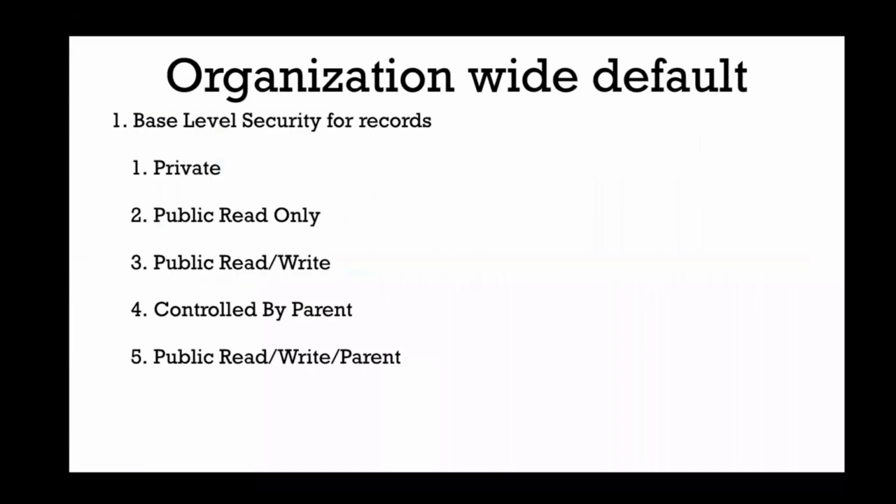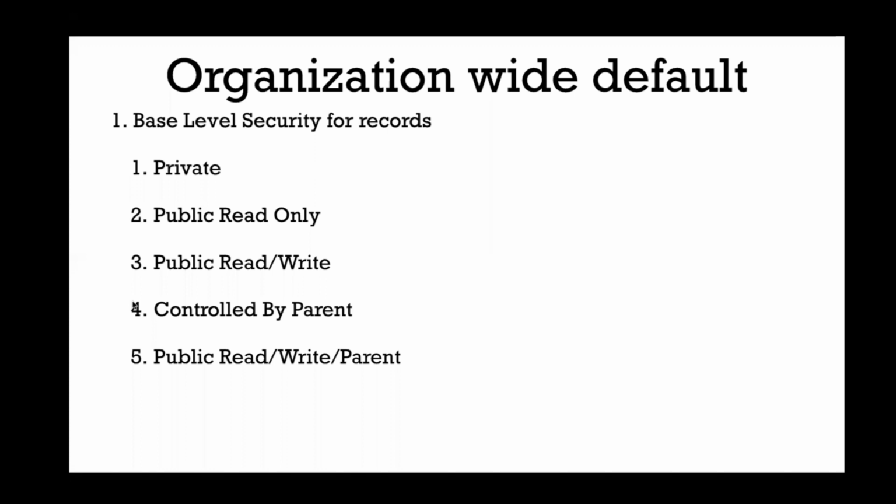Now, what is OWD? This is the base level access or base level security for a record of any object that is available in your Salesforce environment. Record level access is controlled first by OWD. You have to define OWD, and by default it's private, and then you can change it as per your business requirement. There are five options available, and options 4 and 5 are available only in some exceptional cases. I will walk you through what each of these options means.